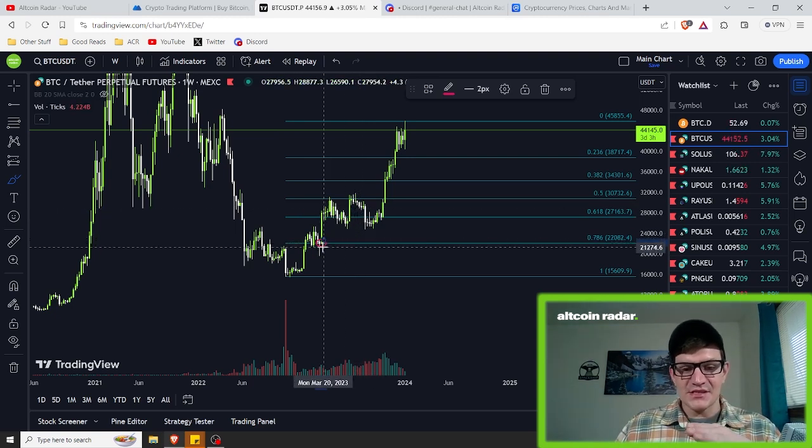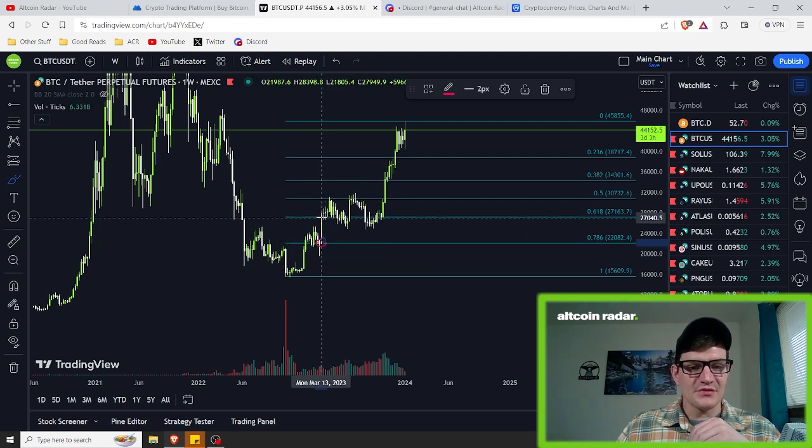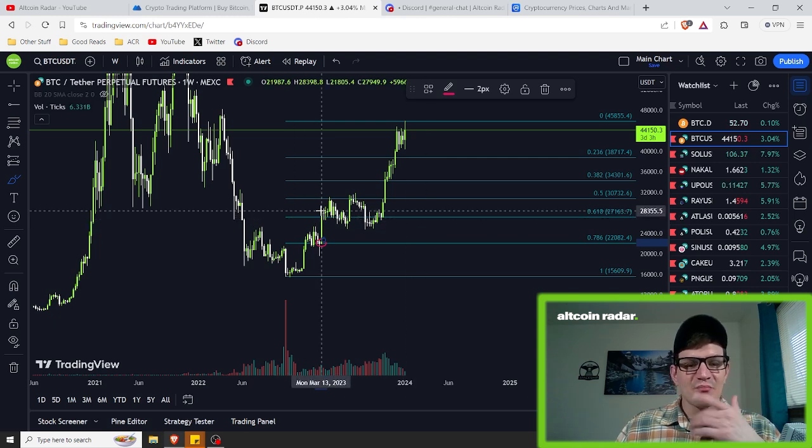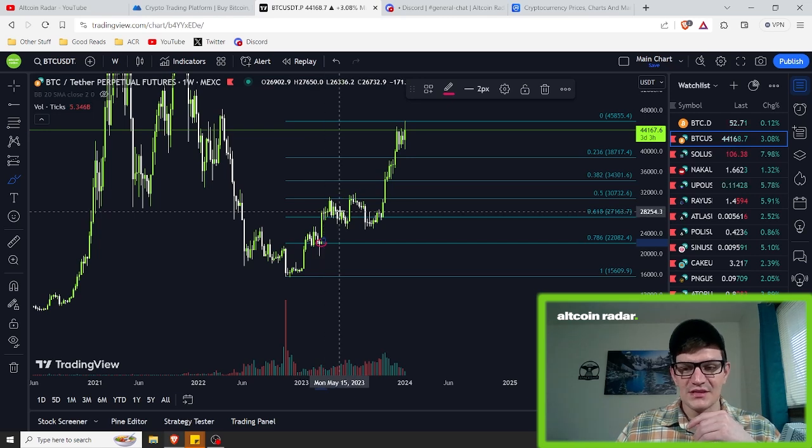Now, as you guys can clearly see, after bouncing off of this level here, we went straight up and straight through the next level, because this next level would act as resistance. So we ended up breaking through that resistance, and then we ended up opening into this next level right in here.